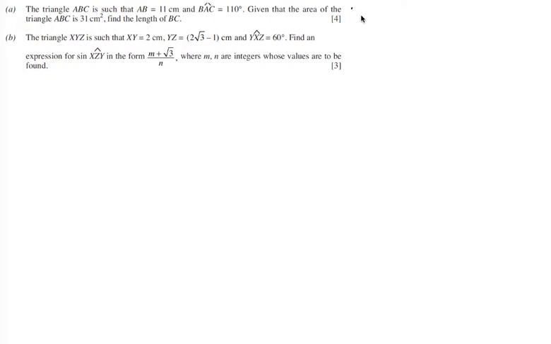Okay, so we're told the triangle ABC is such that AB is 11 centimeters, angle BAC is 110 degrees, and we're told, given the area of triangle ABC is 31 centimeters squared, find the length of BC. Any question where you're not given a diagram, this is a geometrical problem. We should be representing it visually with a sketch.